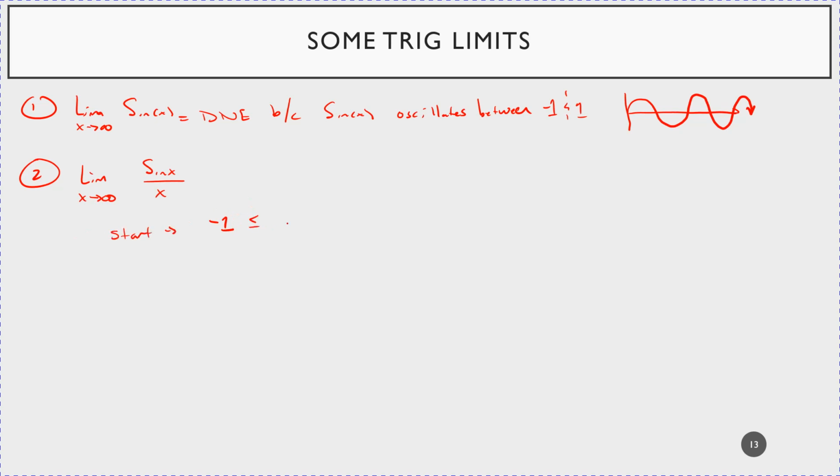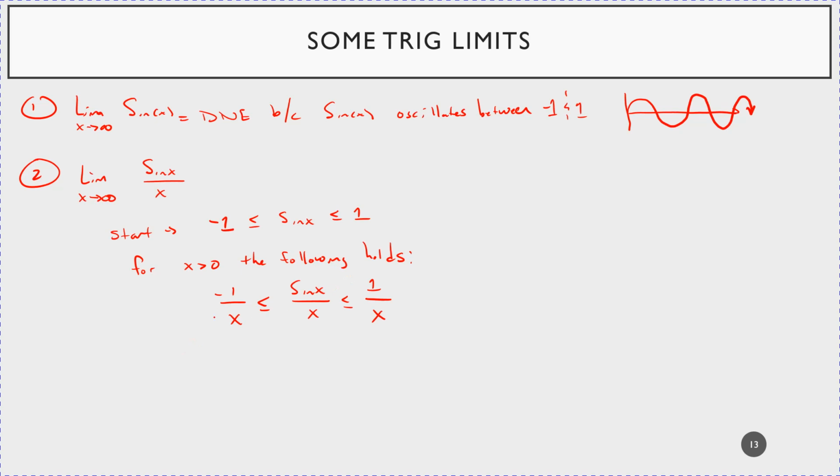We know sine is bounded between -1 and 1. Now, we're looking as x increases without bounds, so for x greater than 0, the following holds. If you were to divide everything by x, you would still have the same inequality, as long as x is a positive number, because you would flip the inequalities if you divided by a negative.